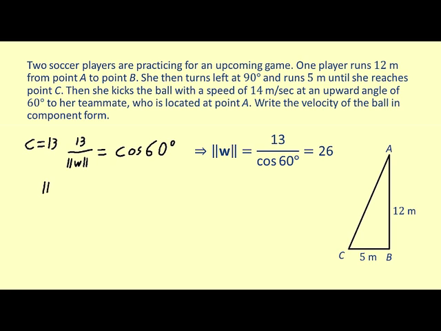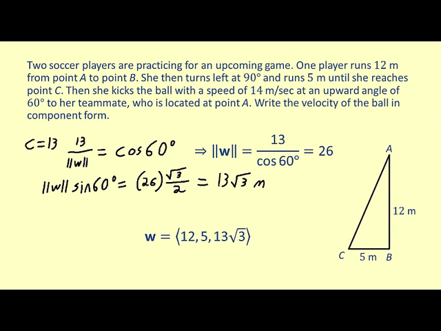We calculate this by multiplying the magnitude of w by the sine of 60 degrees. This gives us 13 times the square root of 3 meters. Now, we have w equals ⟨12, 5, 13√3⟩. And this vector has the same direction as v. Notice, though, that we found the magnitude of w to be 26, and we know the magnitude of v is 14 meters per second. This means we need to find a constant, k, so that the magnitude of w times k is equal to 14.